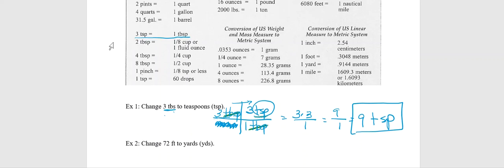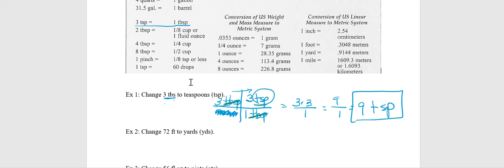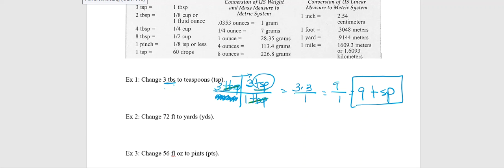Okay, so let's go ahead and look at example 2. We're going to change 72 feet to yards. So we have to go look up what we know about feet and yards. There are 3 feet in 1 yard. When you take your test, you should definitely be using this chart, because you don't have to memorize this stuff. So I'm going to set up my table. They gave me 72 feet to start. It's a single unit, so I don't have anything on the bottom. You'll see as we go to where there's more than 1 unit how that changes.